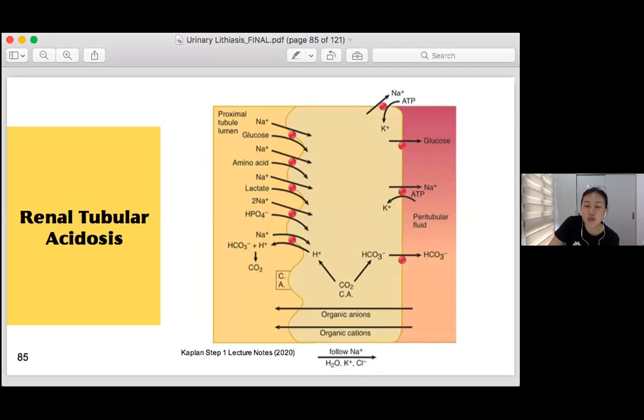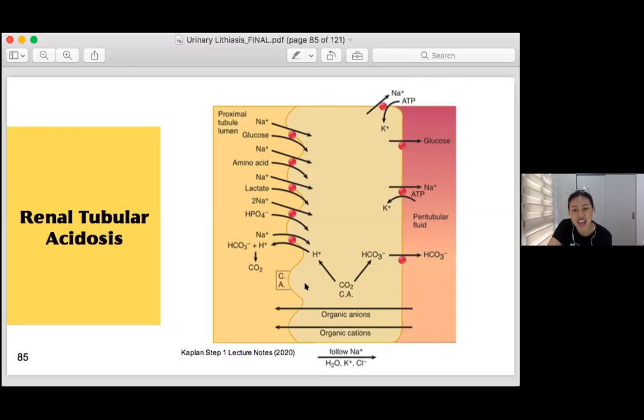So filtered bicarbonate is almost completely reabsorbed in the proximal renal tubule through an indirect mechanism involving hydrogen secretion. The carbonic anhydrase in the tubular cells would generate hydrogen and bicarbonate, and thereby provide hydrogen ions that are secreted into the tubular lumen by the sodium hydrogen exchanger. Sodium that is pumped out of the proximal tubule by the sodium potassium ATPase is what drives this exchanger.